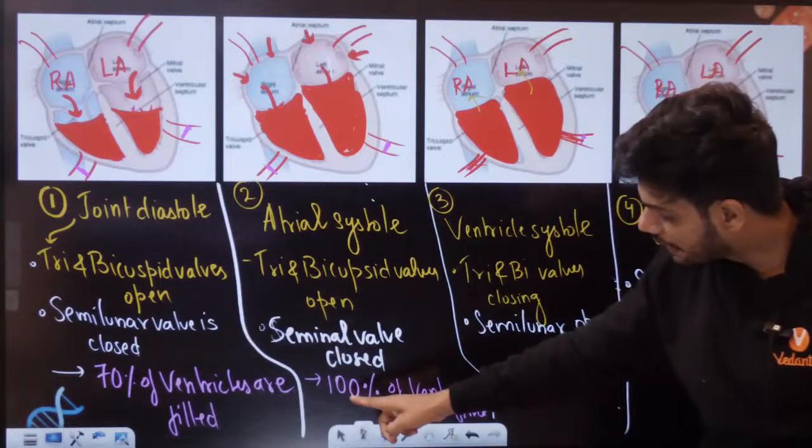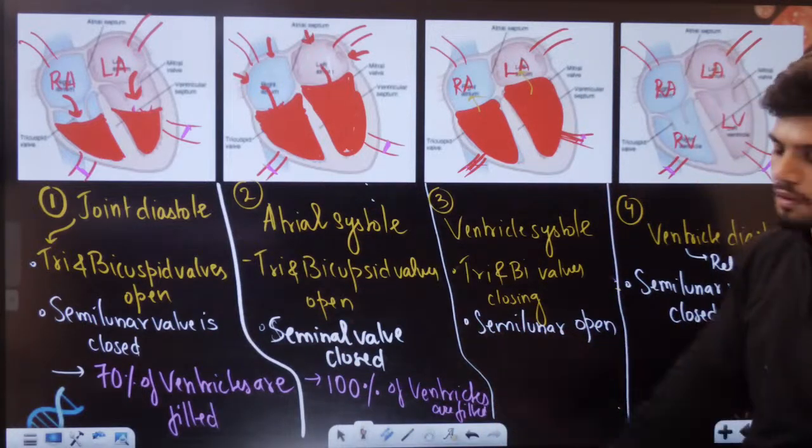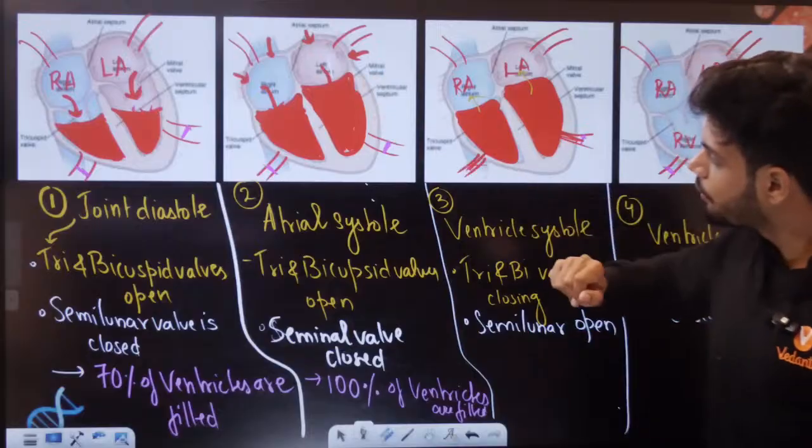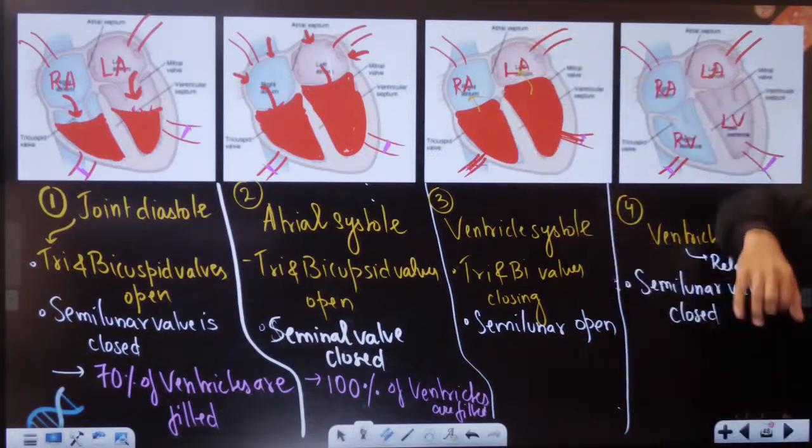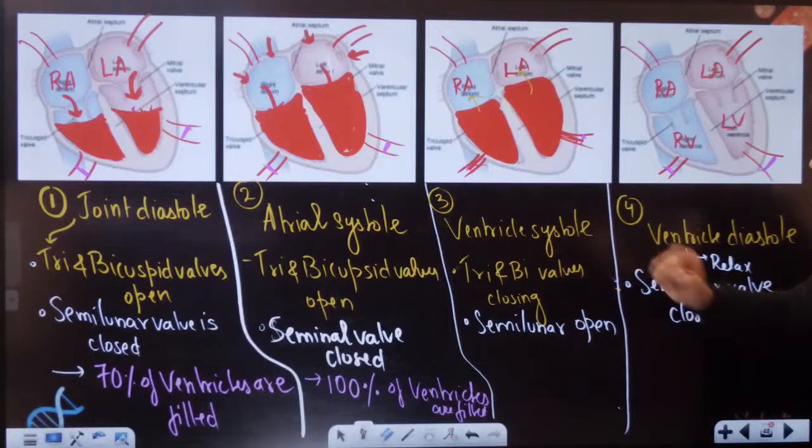So, 100% of the ventricles are filled now. Completely filled with blood. Now, what happens? After all the blood is here, we need to squeeze the ventricles. That is, ventricle systole is happening.